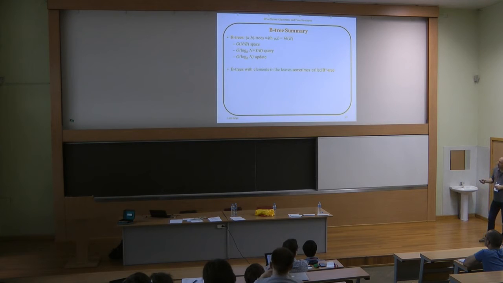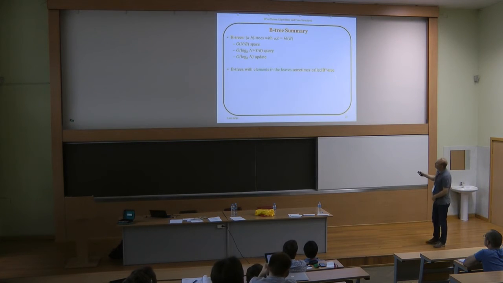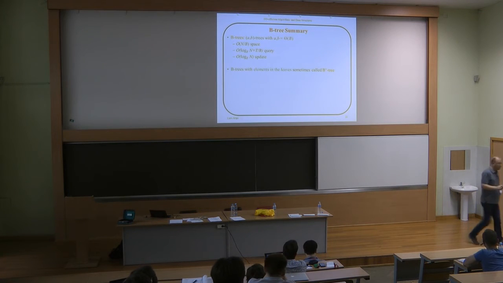Now, everything I said, and we talked about it, was that the elements are in the leaves. Sometimes, just so you know, because you might meet the term B plus tree: in the database community, they like coming up with a new word for each data structure they make. So a B tree for them is a tree where the elements are sitting in all the nodes. And a B plus tree is one where the elements are only sitting in the leaves. Sometimes. Yes?